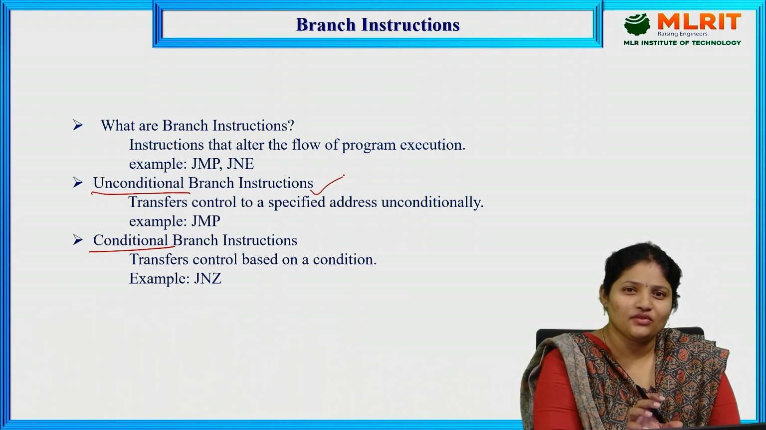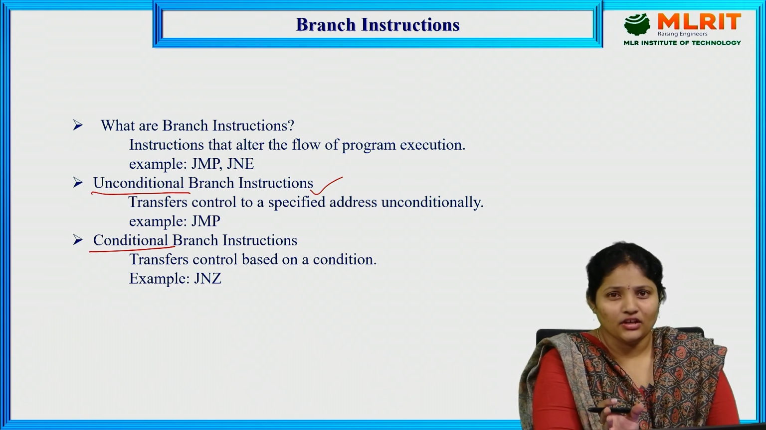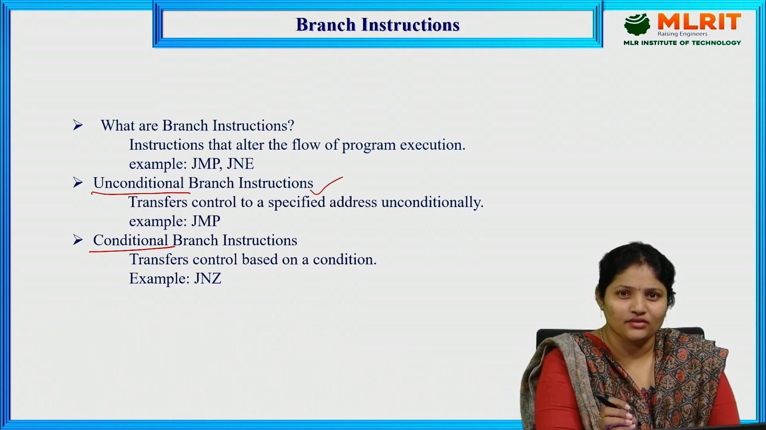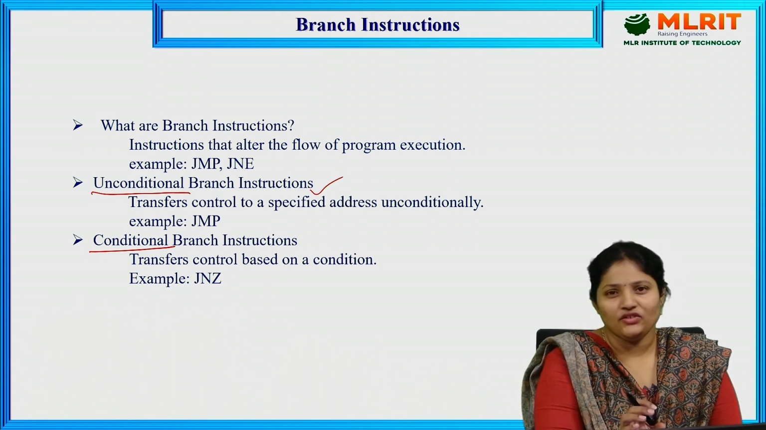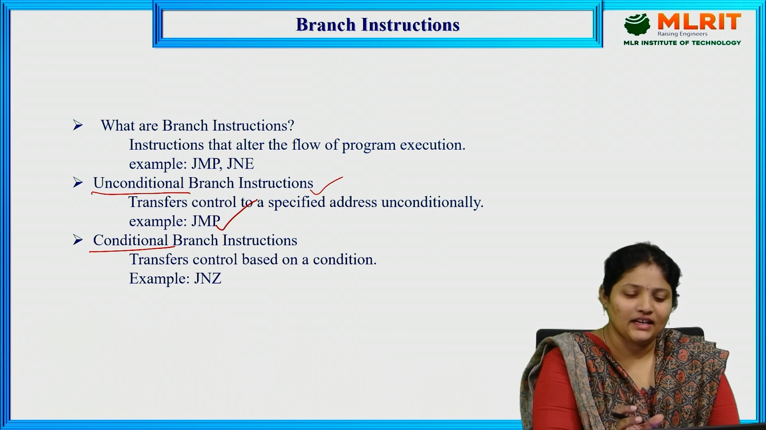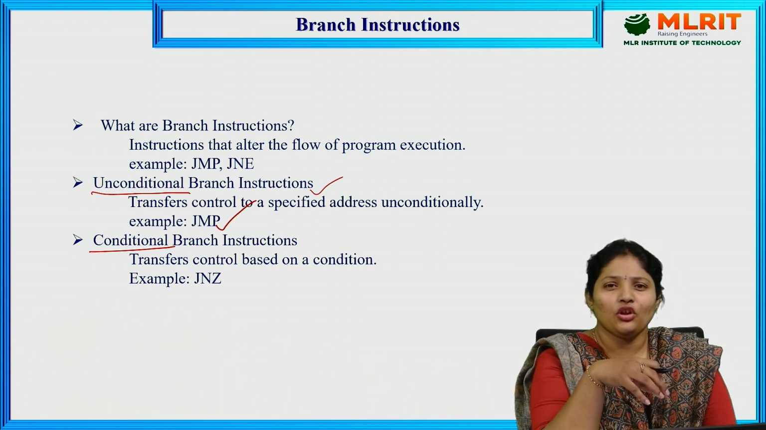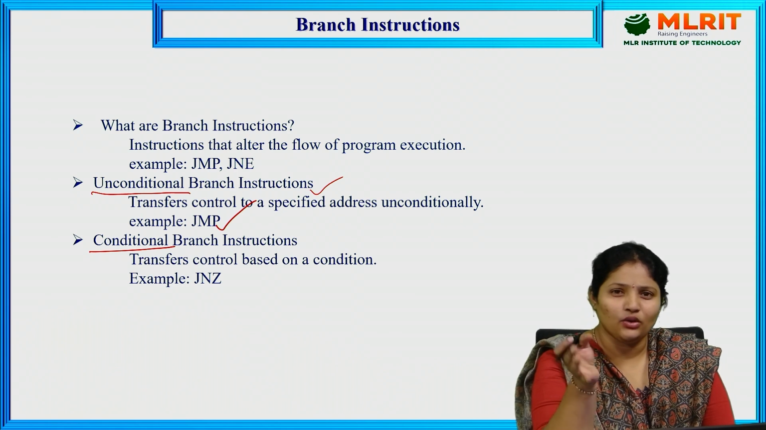Coming to the unconditional branch instructions, these are the instructions which transfer control to another instruction or address location without any condition over the instruction. Such instructions are called unconditional branch instructions. Here JMP, the jump instruction, is unconditional, where the control of the program will transfer to the other instruction without any condition.